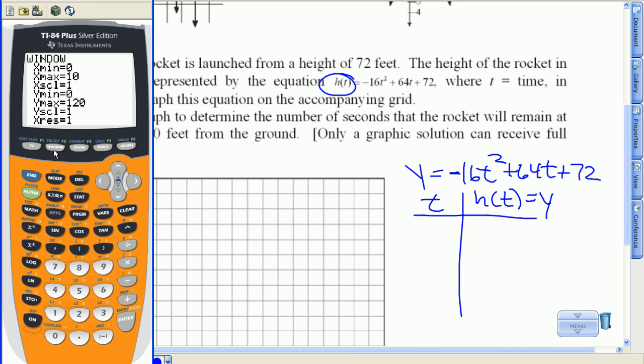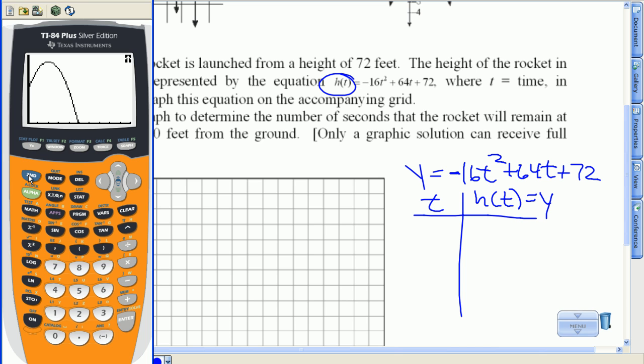Hit window again, and I'm going to turn my y max into, what do you think? Do you think 150 fits? Let's see. It's trial and error, so I might be wrong. But there we go. We can see the whole graph in here. We want to graph it until it hits the bottom, and you can see that it hits the bottom, maybe around 5 or something like that. But let's get this. Take a look at this.